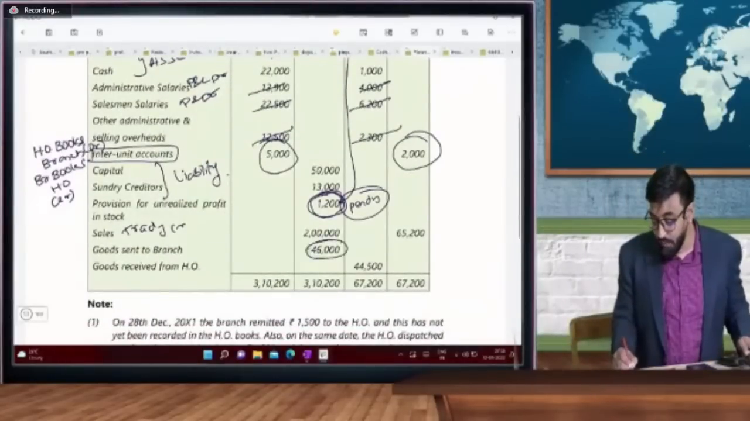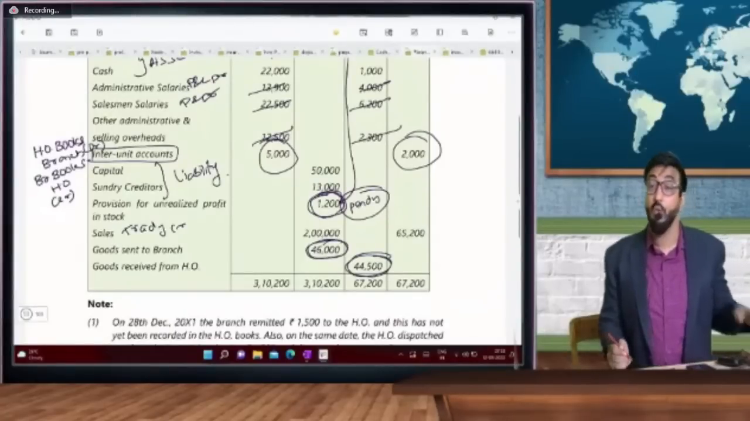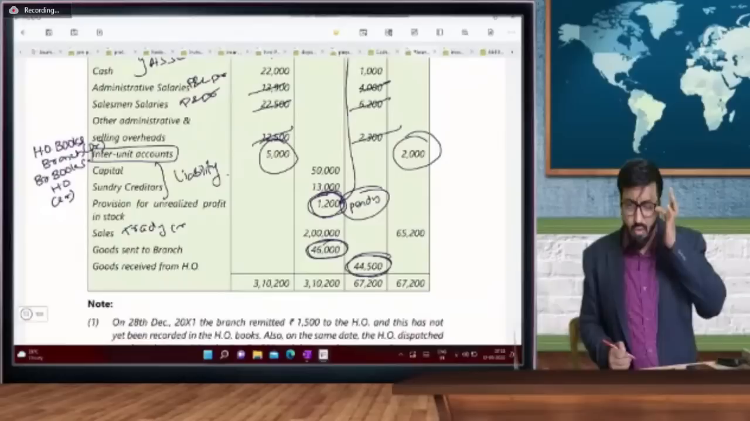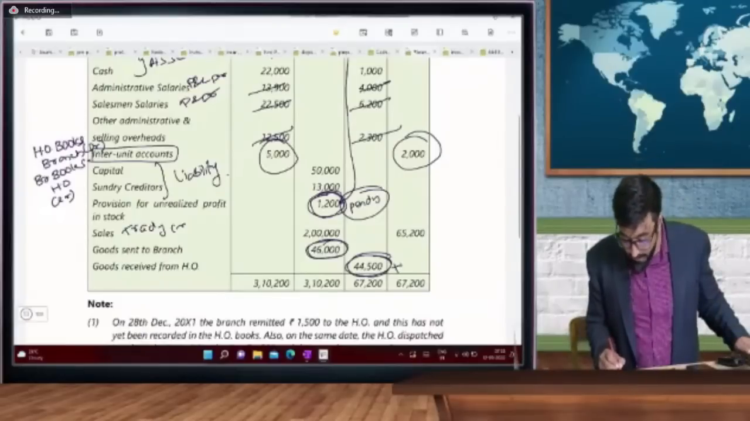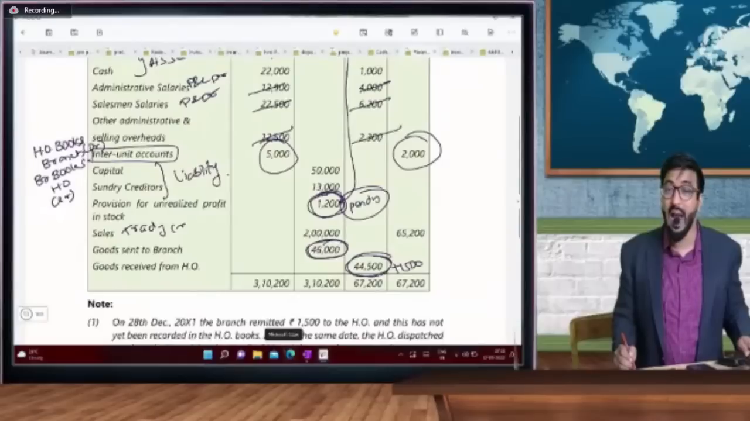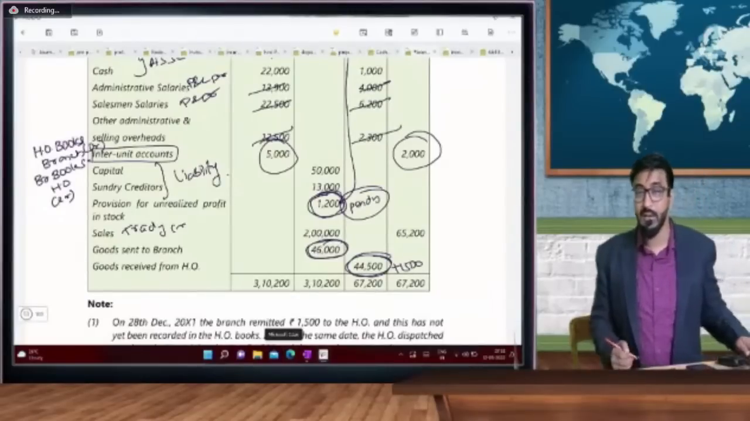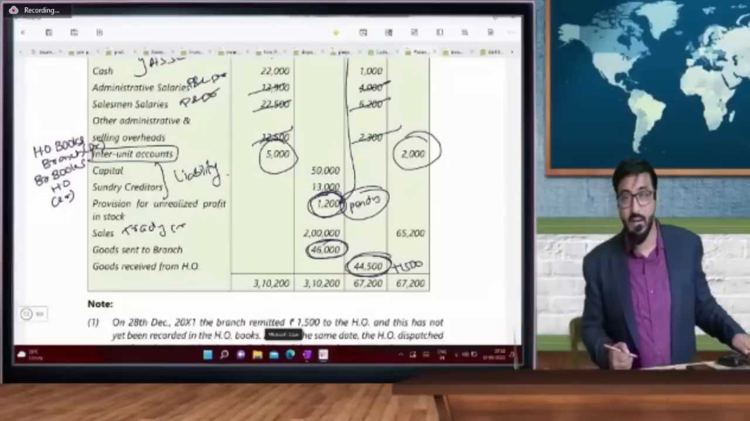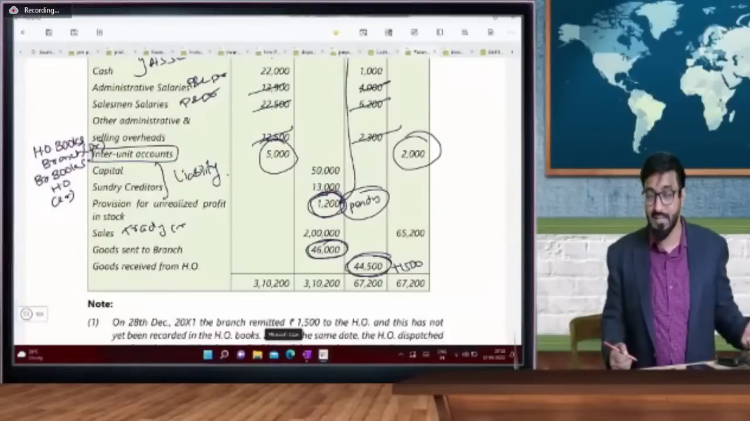Goods sent to branch 46,000, but they received only 44,500. So one effect we already understood, that now here 1,500 is in transit. So we will add 1,500 over here. In 44,500, you add 1,500. Otherwise, you can show it on the asset side. See, the impact will be same.